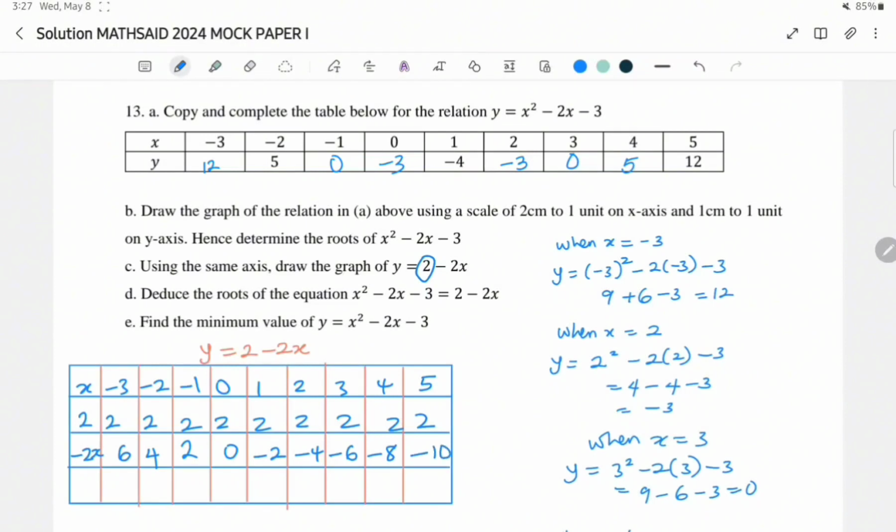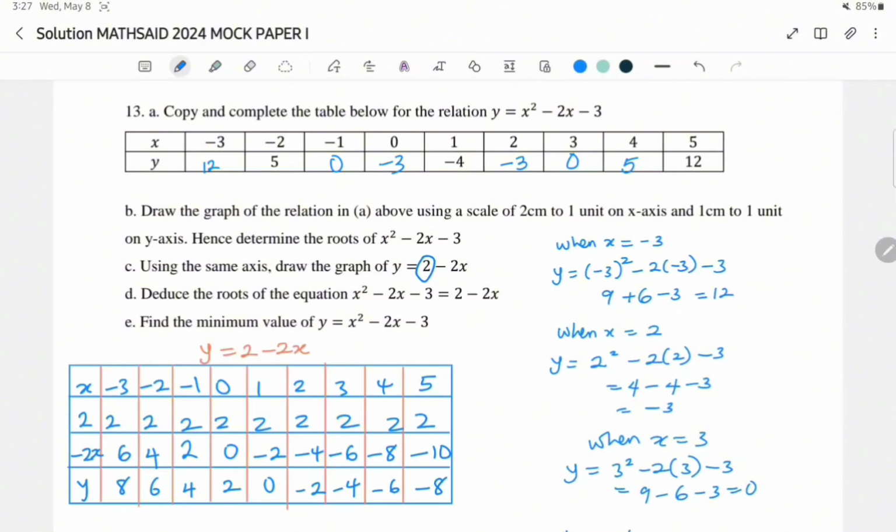But we are yet to solve for y, because y is 2 minus 2x, right? So now we are going to add: 2 plus 6, 8; 2 plus 4, 6; 2 plus 2, 4; 2 plus 0, 2; 2 plus negative 2, 0; 2 plus negative 4, negative 2; 2 plus negative 6, negative 4. This will give us negative 6, and this will give us negative 8.